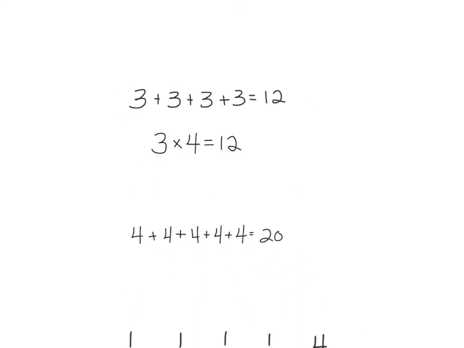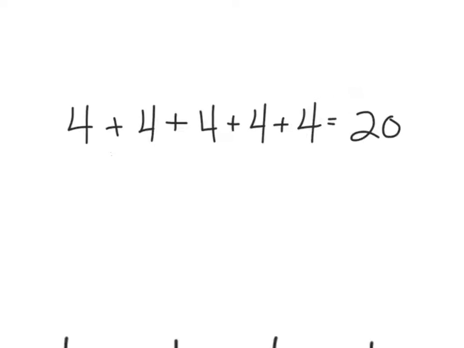Let's take a look at another example. If I had repeated addition, again here, I'm looking at 4 plus 4 plus 4 plus 4 plus 4. That is a total of 4, 5 times. So 4 times 5, another way to say this, 20.